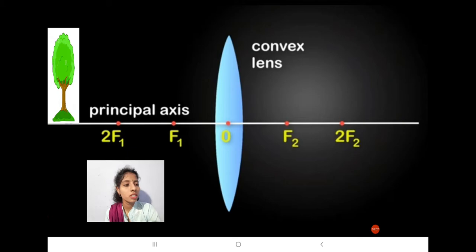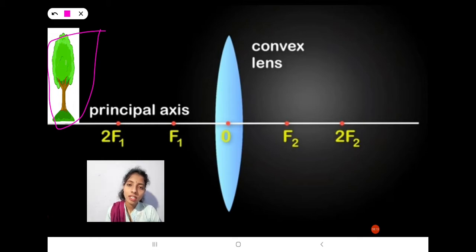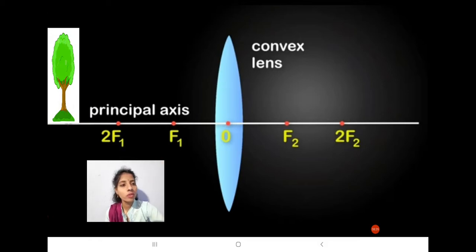So here you can see the image of the tree. This is the object here. In every case we have to change the position of the object, so we will get different positions of the image on the other side of the lens. How? Now we are going to see.